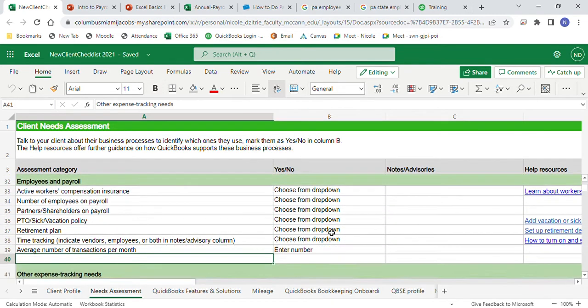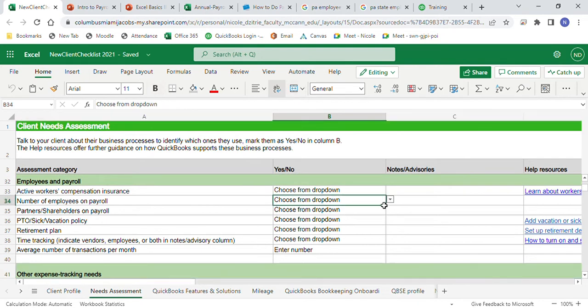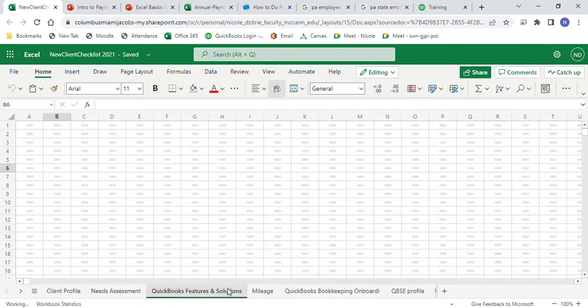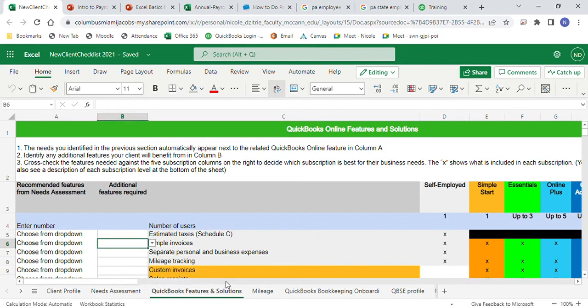So you have all these questions, and then you go to the drop down and you select. It's either yes or no. And then based upon all those yeses and nos, you go to the next one. And for QBO, again, you could critique this to your own. You go to each one that you asked, and the first thing they say is number of users. That's really important, because if you have at least 3 users, you can't use self-employed or simple start. You would automatically need essentials. If you needed up to at least 5 users, you would need plus.